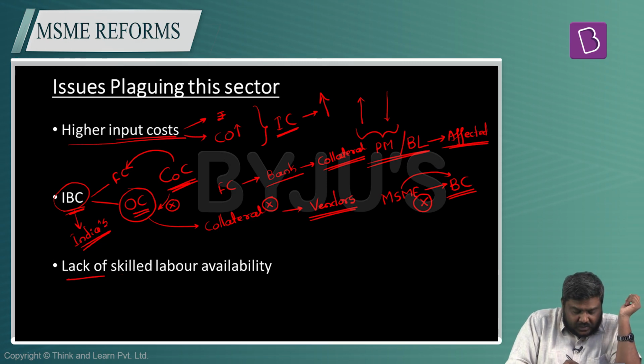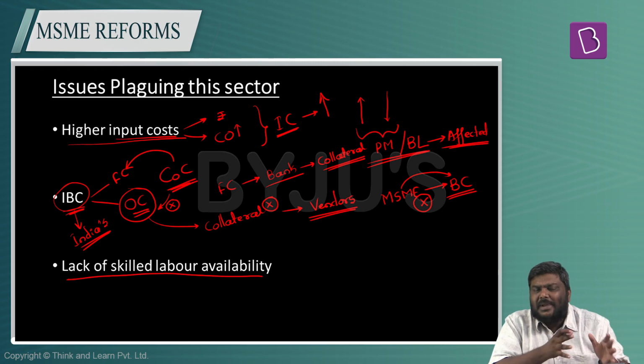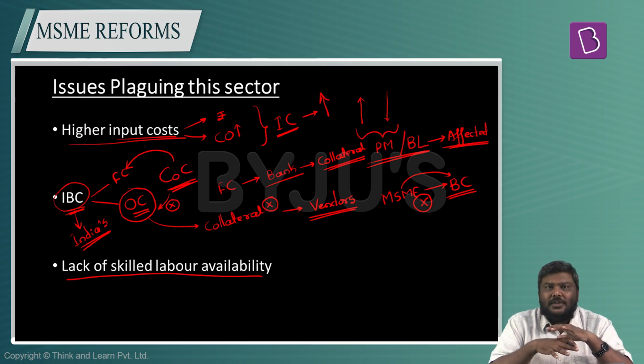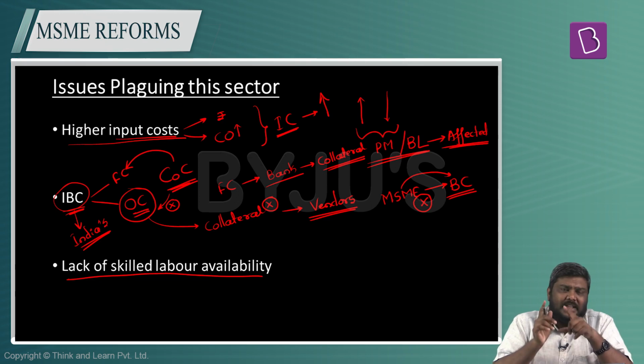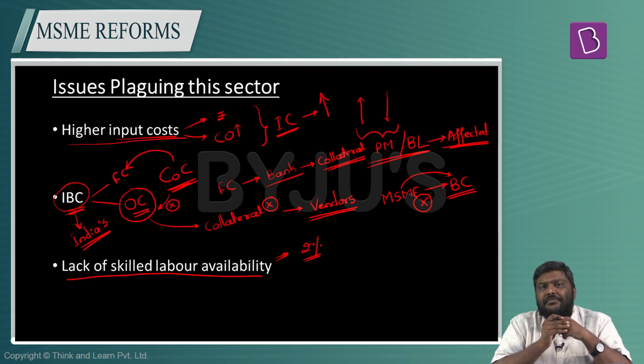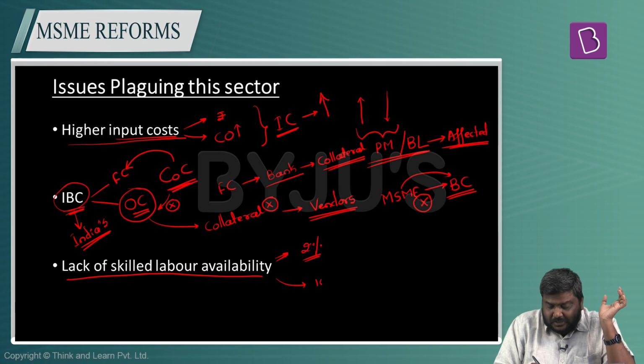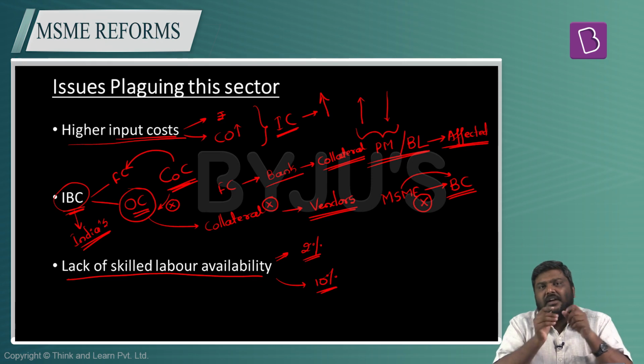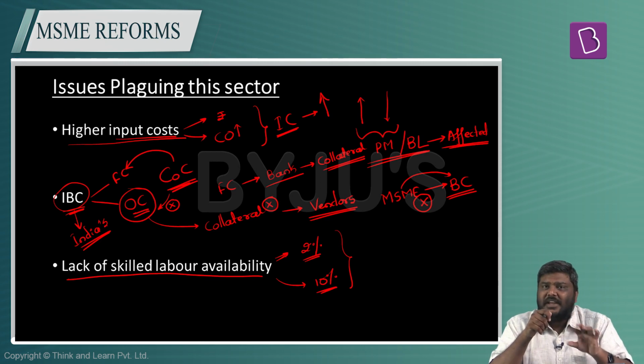And finally, the biggest problem, which is not only plaguing the MSME sector but also the whole manufacturing sector in India, is the lack of skilled labor availability. As per one survey published by Ernst & Young, only 2% of the labor present in India is actually skilled, whereas the Government of India claims that more than 10% is skilled. But nevertheless, the point is that the majority of the labor available in India is unskilled.